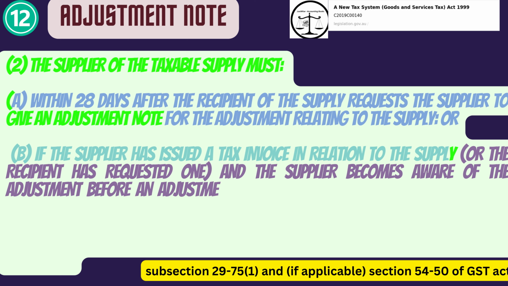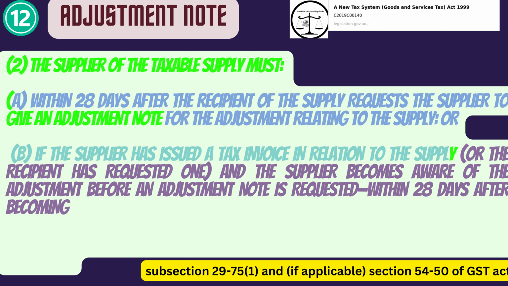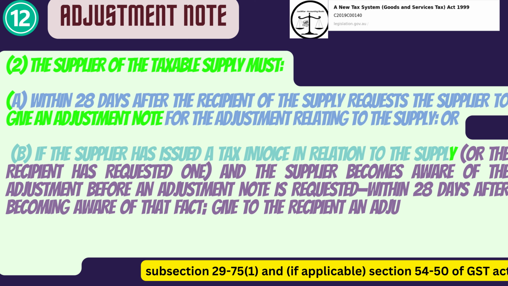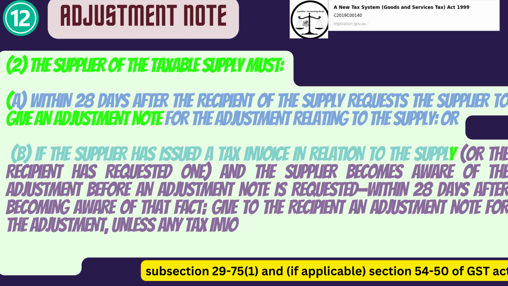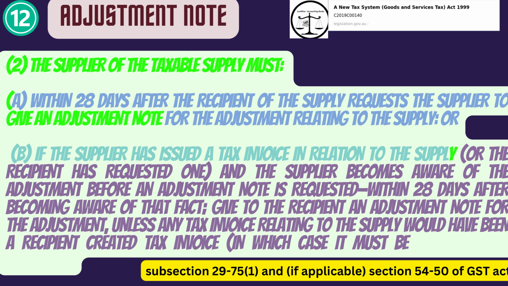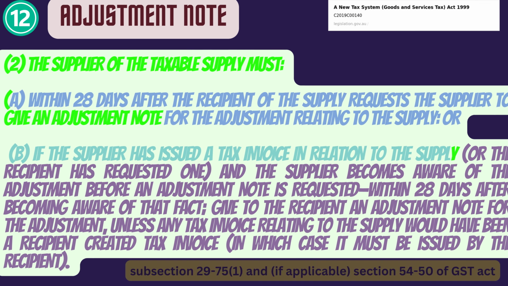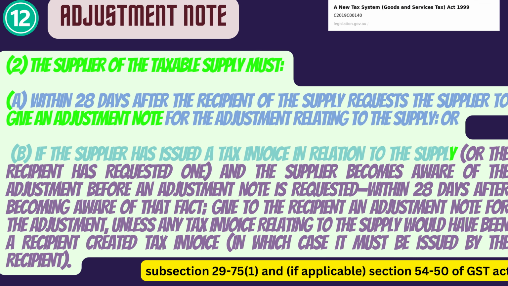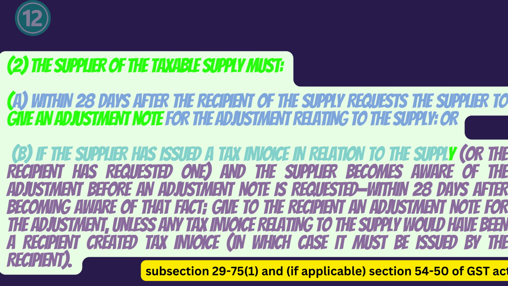If the supplier has issued a tax invoice in relation to the supply, or the recipient has requested one, and the supplier becomes aware of the adjustment before an adjustment note is requested, within 28 days after becoming aware of that fact, give to the recipient an adjustment note for the adjustment, unless any tax invoice relating to the supply would have been a recipient-created tax invoice, in which case it must be issued by the recipient.